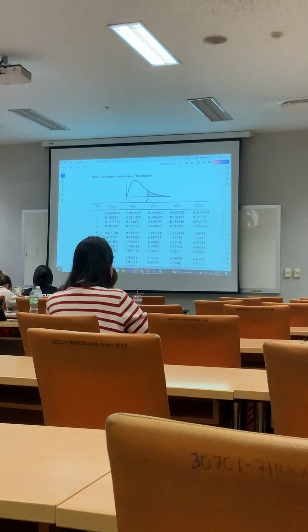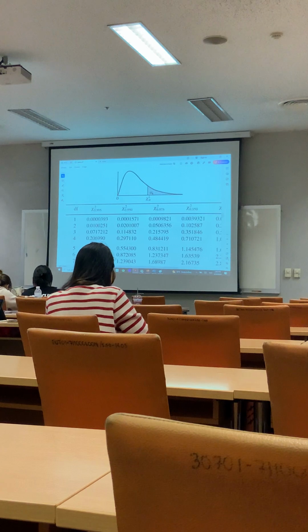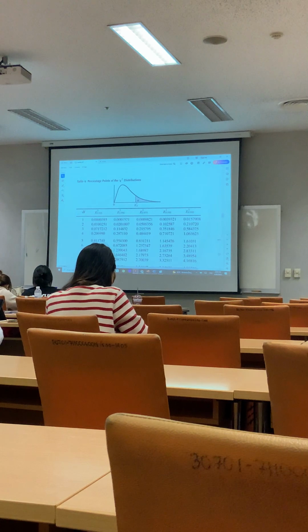And you can see here that alpha is the subscript of this chi-square value. So you have a variable like 0.995, corresponding to an area here that is equal to 99.5%.